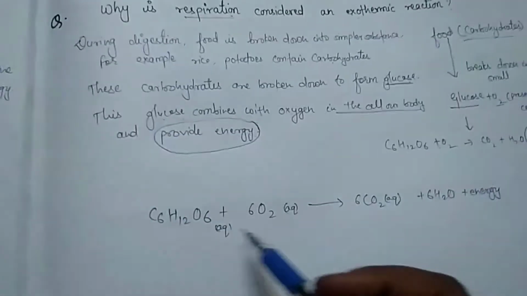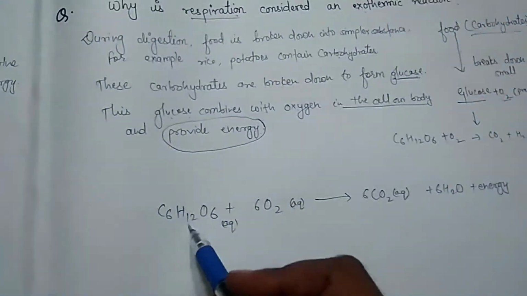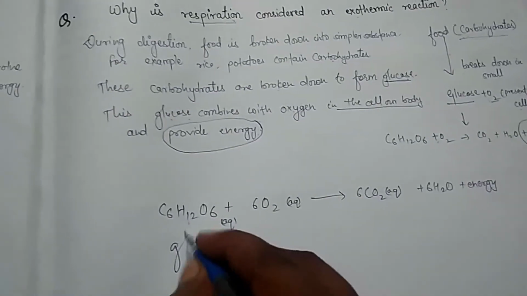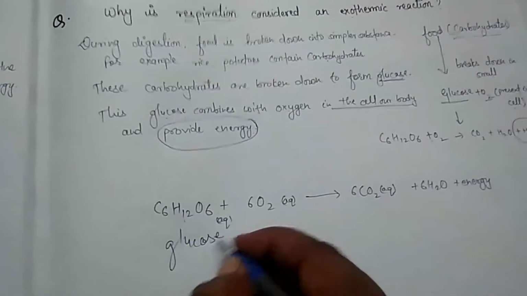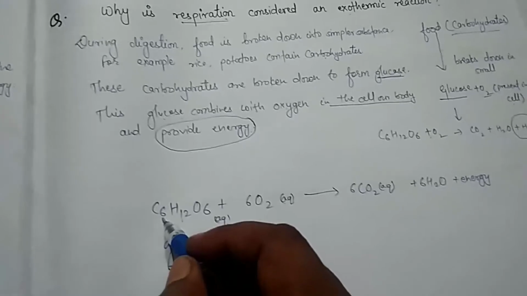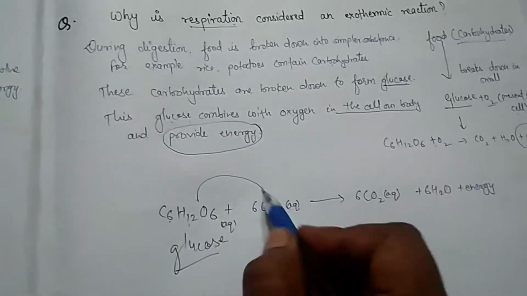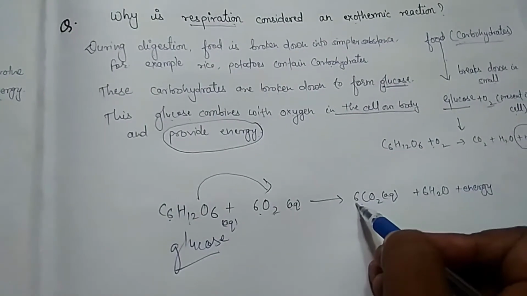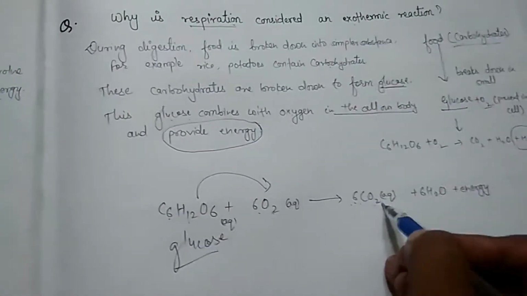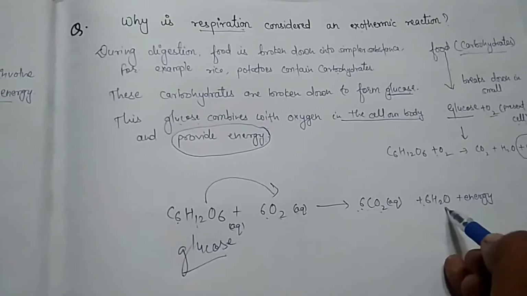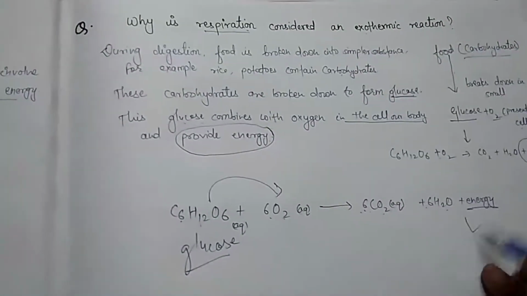We can write the chemical equation like this. This is glucose. This is the formula of glucose, children. C6H12O6. When it combines with 6 oxygen, it gives 6 moles of carbon dioxide plus 6 moles of water plus energy. Easy, children?